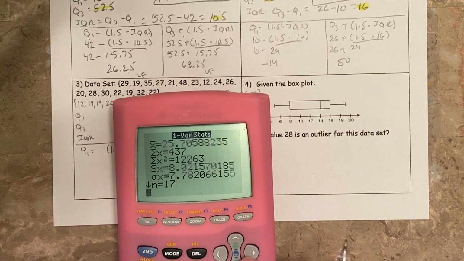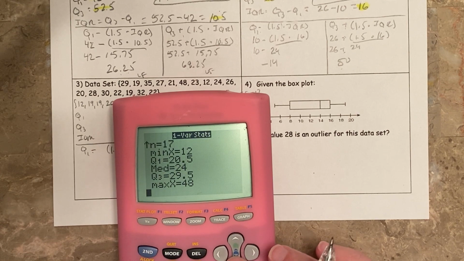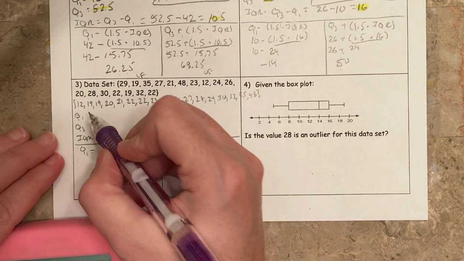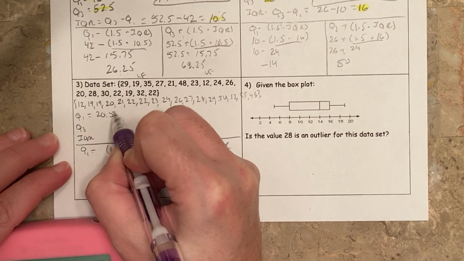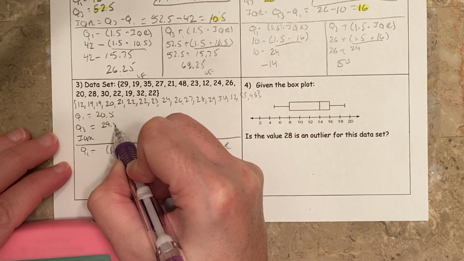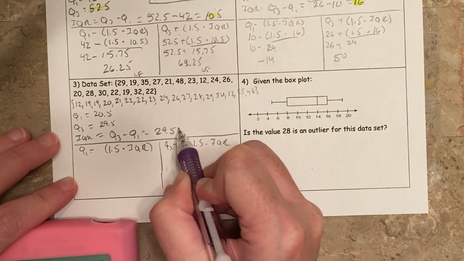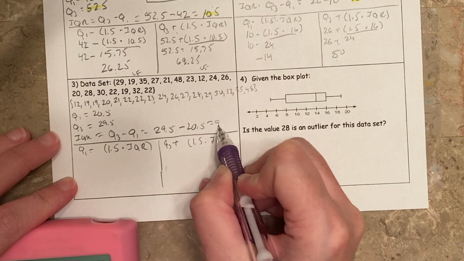And let's see what we have. Q1 is 20.5 and Q3 is 29.5. All right, IQR, we got Q3 minus Q1. So 29.5 minus 20.5 is 9.